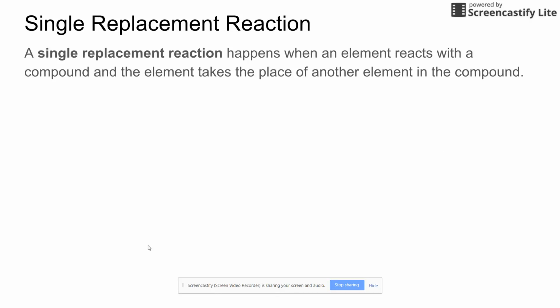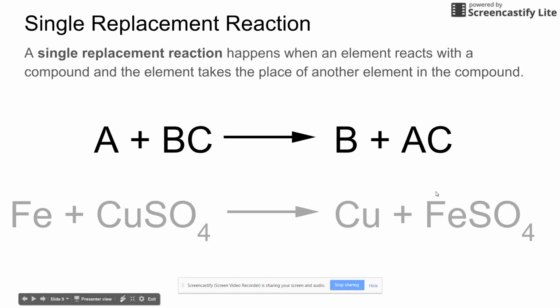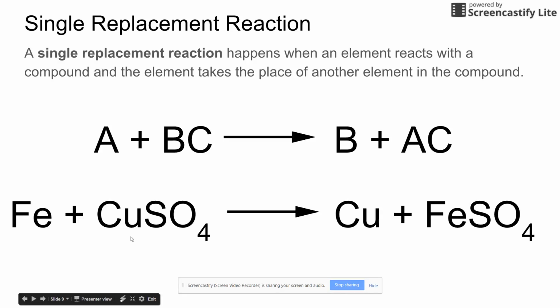Okay, a single replacement reaction happens when an element takes the place of another element in a compound. So you have element A, and then you have a compound that has B and C. And this A is going to take the place of B in the product. And so you end up with B plus AC. A real example of this would be iron plus copper 2 sulfate makes copper and iron 2 sulfate. So the iron kicked off the copper here. And so you end up with iron 2 sulfate.